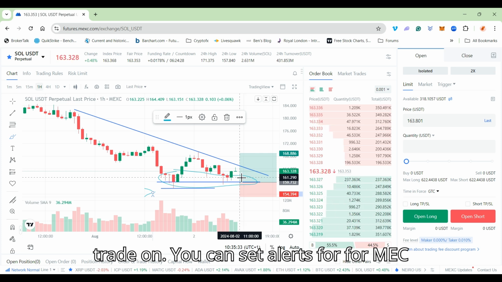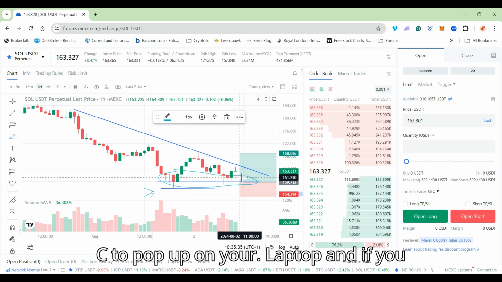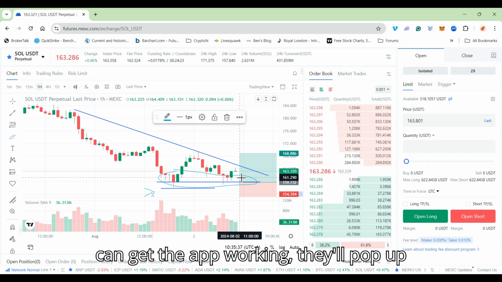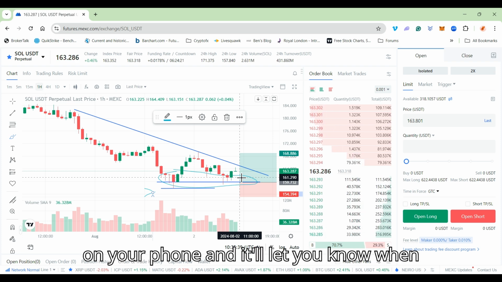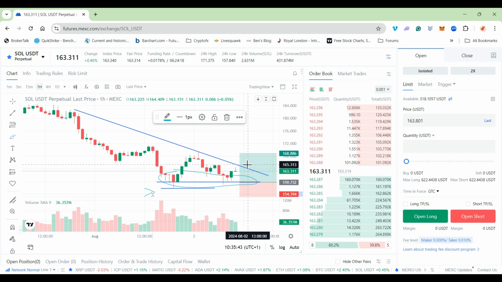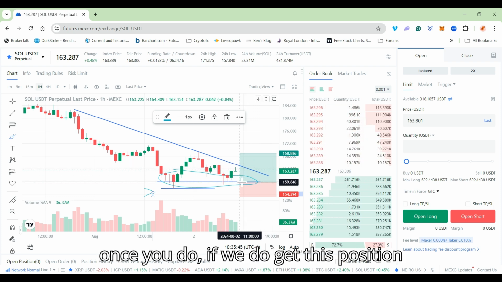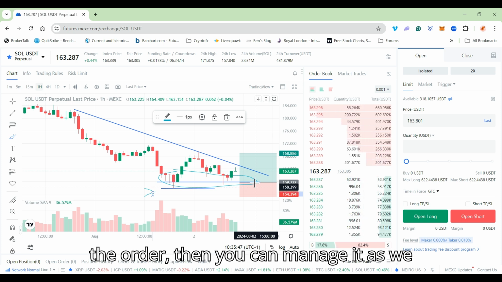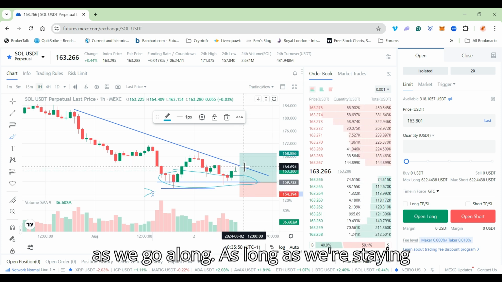You can set alerts for MEXC to pop up on your laptop. And if you can get the app working, they'll pop up on your phone. It'll let you know when you've been filled and you go long. And once you do, if we do get this position on, I'm going to show you how you work the order. Then you can manage it as we go along.